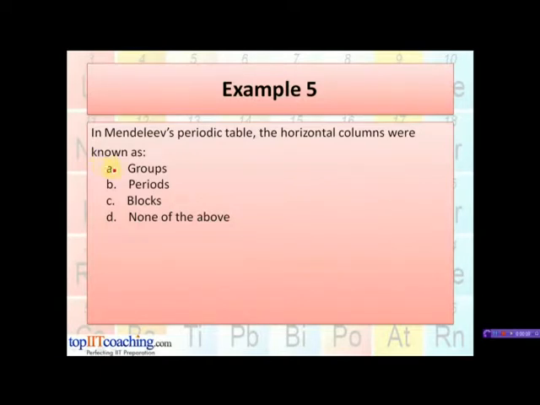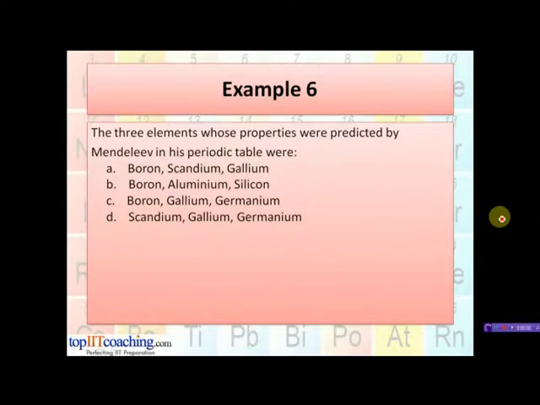Next question. In Mendeleev's periodic table, the horizontal columns were known as: the first choice is groups, second periods, third blocks, or the last choice, none of the above. If you remember, Mendeleev called the vertical columns as periods and horizontal columns as groups. Whereas in the modern system, we call the vertical columns as groups and horizontal columns as periods. So for this question, the correct choice, that the horizontal columns were known as groups, is A.